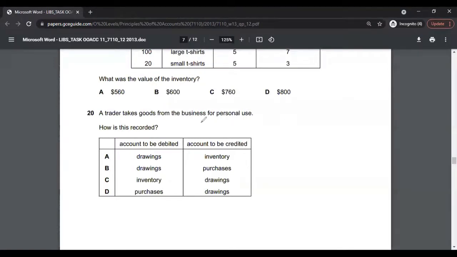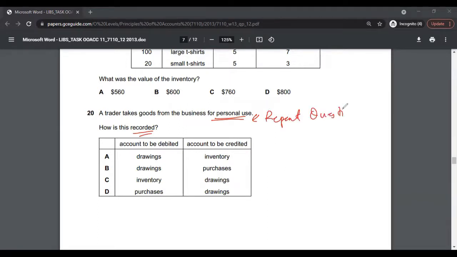Multiple choice 20, a trader takes goods from the business for personal use. How is this recorded? Again, a repeat question from May, June 2013. So the entry is very simple. You debit drawings and then credit the purchases. So the answer to multiple choice 20 is option B.